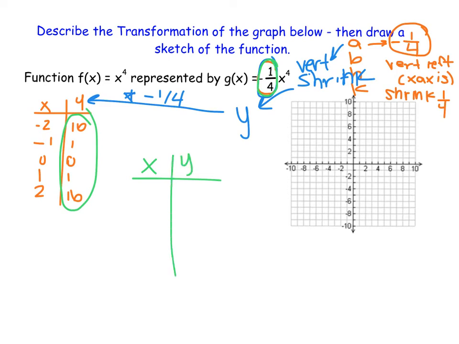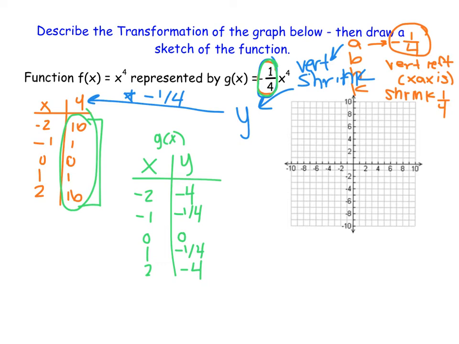So this is my child function, this is my g of x function. My x values, as I said before, stay the same because there are no changes horizontally to this graph, but vertically I need to flip it and shrink it. So I'm going to multiply each of these y values by negative 1/4. So 16 times negative 1/4 is negative 4. 1 times negative 1/4 is negative 1/4. 0 times that is 0, and then if I keep repeating, that is my new table for my transformed function.